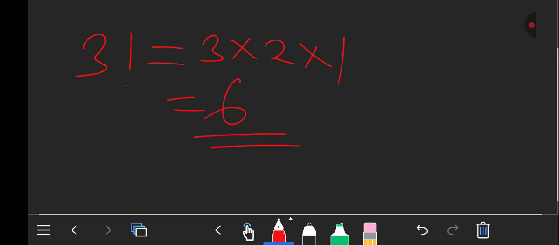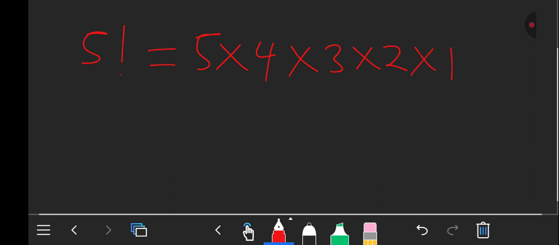Let's look at this example whereby I have 3 factorial. So what does it mean? 3 factorial simply means that you multiply 3 by 2 by 1. Starting from 3 and ending at 1, you multiply the numbers in descending order. So that is the interpretation. And we know that 3 times 2 is 6, 6 times 1 is just 6. So 3 factorial is 6.